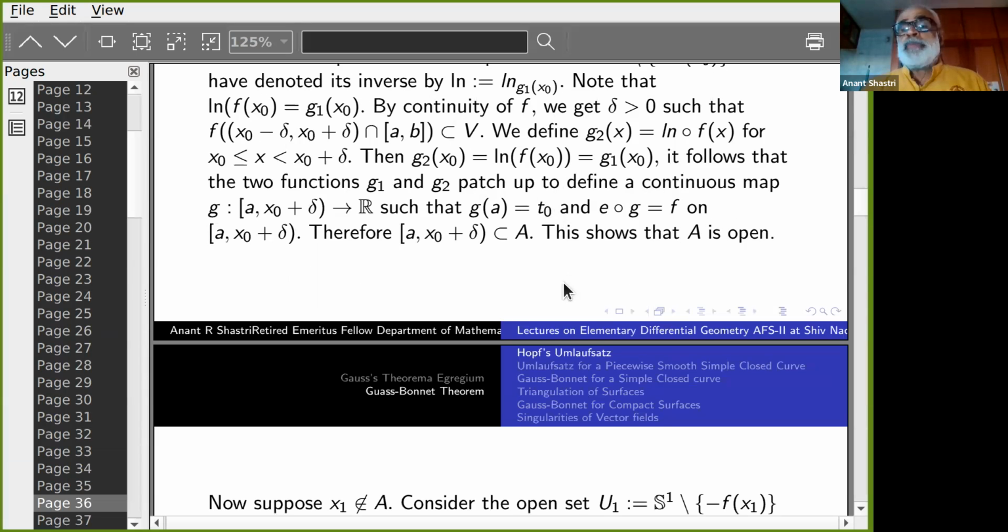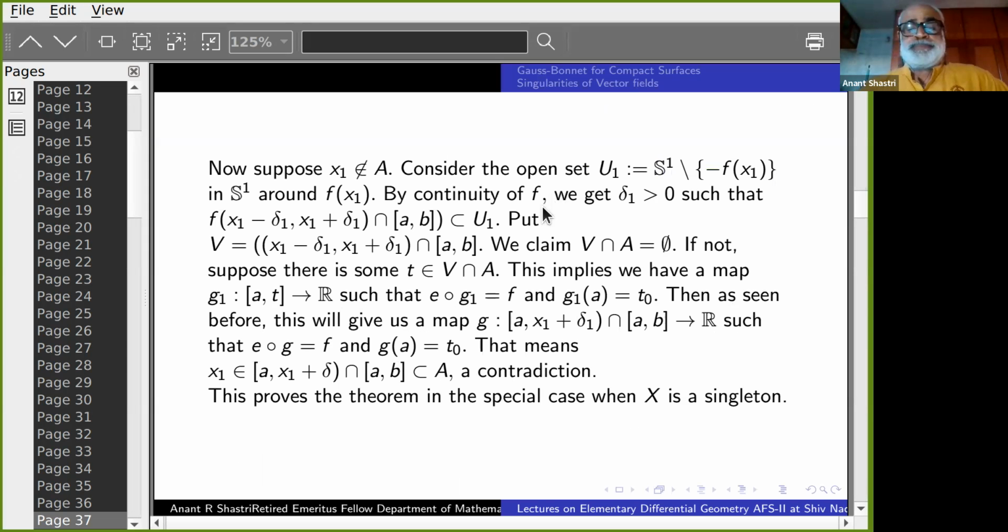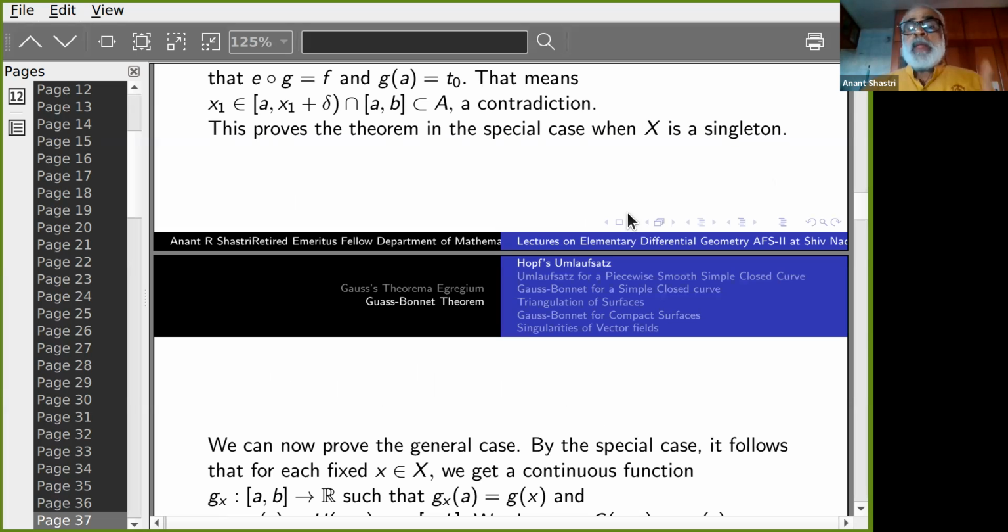If the original function f is smooth, then at each point in a small neighborhood, g looks like log composite f. f is smooth, the log of that is smooth. So the function g will also be smooth. That is an additional observation that you have to make. That's all. So the proof is over for the singleton space.